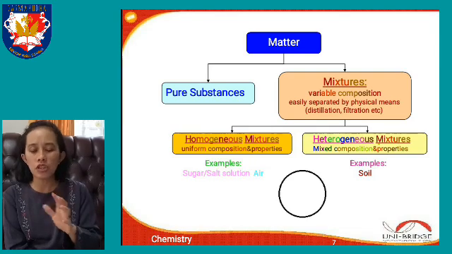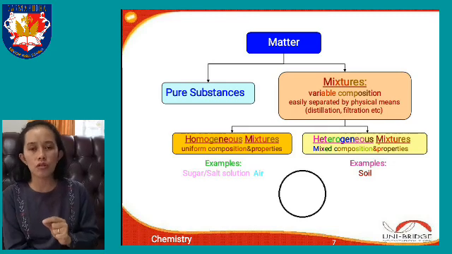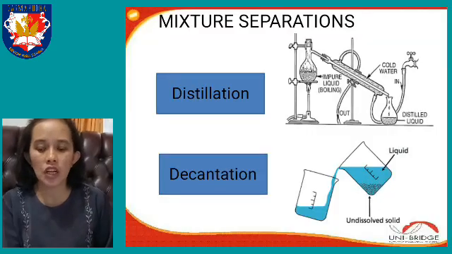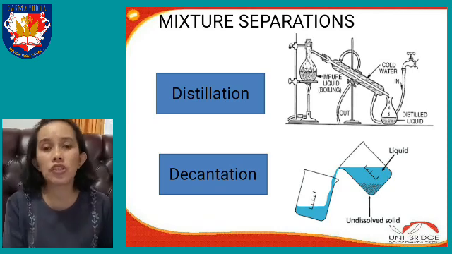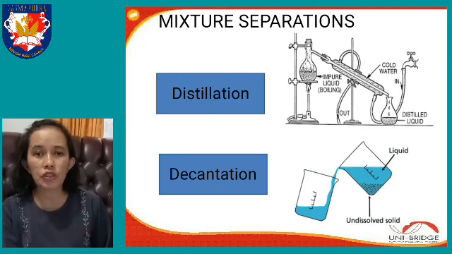A heterogeneous mixture is a mixture that is not uniform. The examples are soy sauce and seawater. Those are heterogeneous mixtures. Mixtures can be separated with some techniques. They are distillation, decantation, filtration, crystallization, and the last is chromatography.